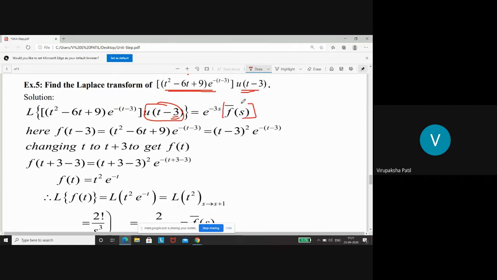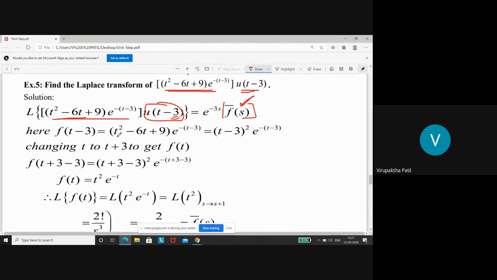This is the basic step. Now our aim is to find this, and if we find this and substitute here, then our problem will be solved. Okay. So to find this, we have to consider this part. What is that? f(t minus 3) is equal to (t square minus 6t plus 9) into e to the power minus (t minus 3).